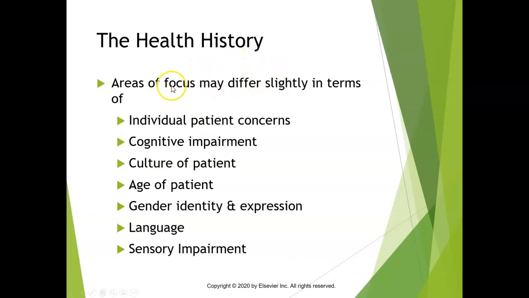So the health history has areas of focus that may differ slightly in terms of the individual patient's concerns, their learning level, like if they have a cognitive impairment, your focus may differ slightly. The culture of the patient, just keep in mind different cultural groups. We may focus on different things according to the patient's culture. The age of the patient. Actually, this is talked about on page 9.